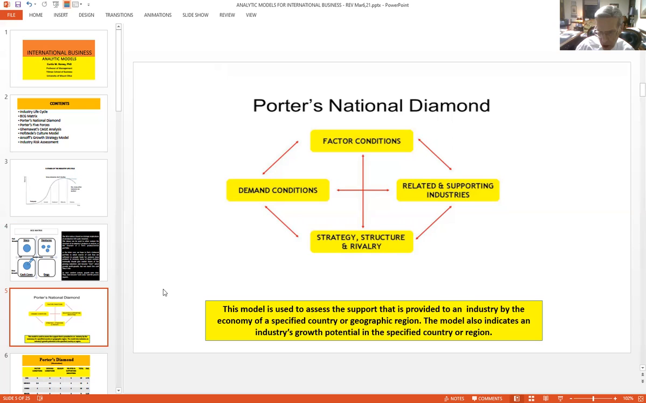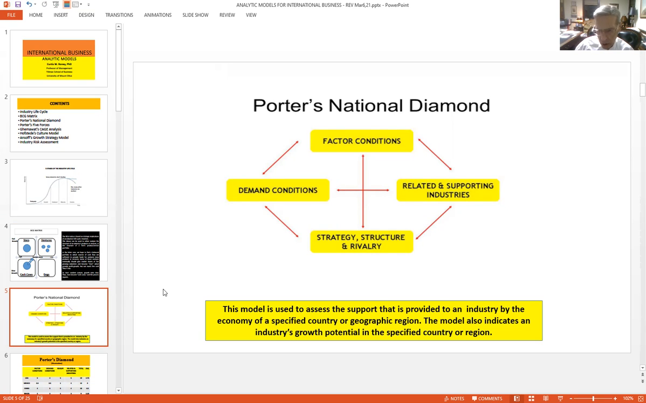But as the legend goes, Porter's answer was, I have no idea how to answer you, but I'll study the question. So he studied it and ended up writing a book and giving us this model, and a whole lot of other things came from that research. But this model is basically intended to tell us the extent to which a country's economy supports a particular industry.